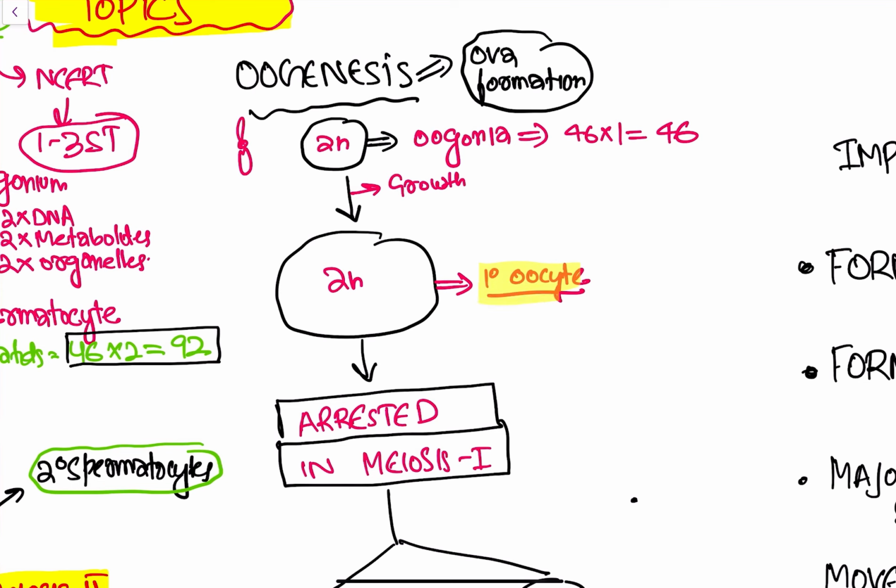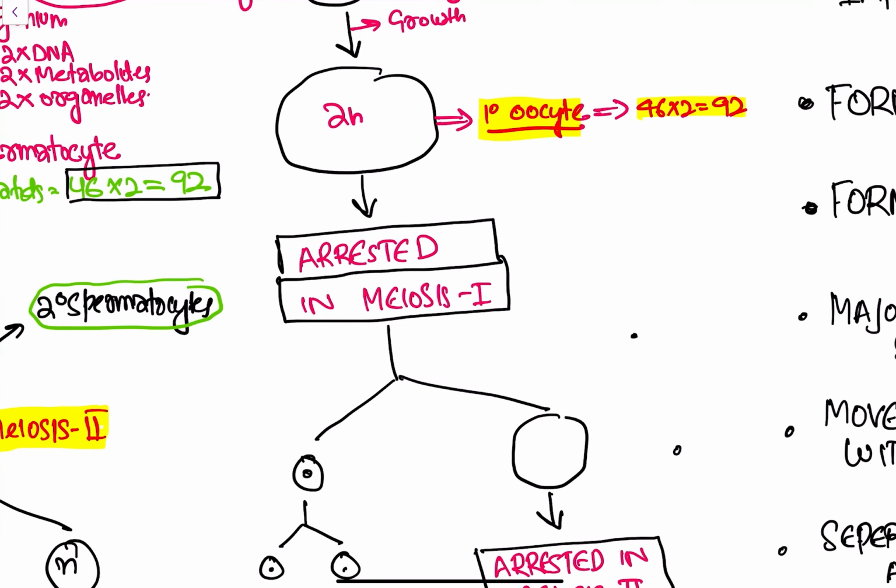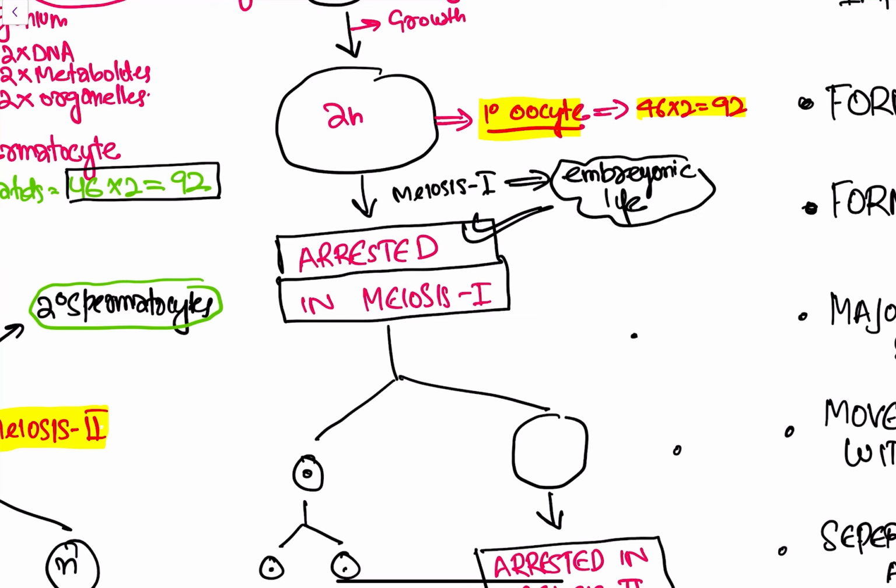Now this is our primary oocyte, and this is our oogonia. In the primary oocyte, the total number of chromatids will be 46 into 2, that is 92. So that is important. In the oogonia the number of chromatids is 46. Now again, it undergoes meiosis first, but that meiosis first gets arrested. It is important that it enters meiosis first during the embryonic life, and in that embryonic life it gets arrested in meiosis 1.